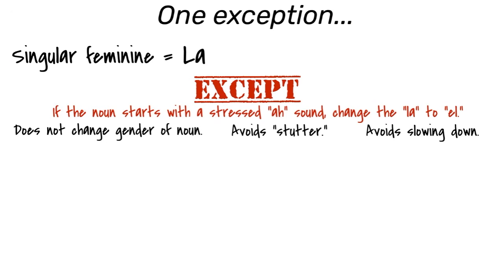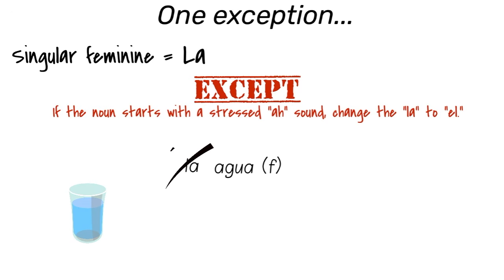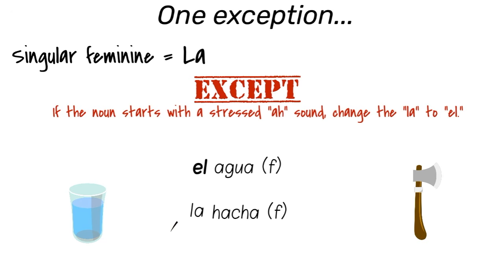For example, agua is water. That's feminine. The water is not la agua, but el agua. Hacha, or hatchet, is not la hacha, but rather el hacha.